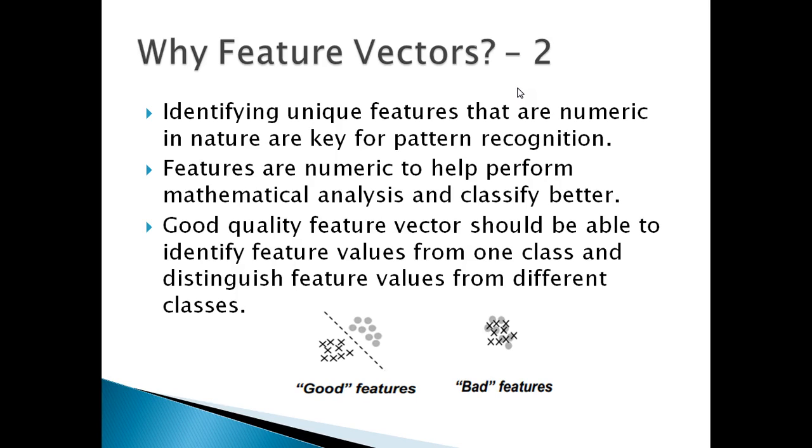A key to any pattern recognition project is to identify unique features, and they are to be numeric in nature. The reason we prefer numeric features is to help perform a lot of mathematical functions and operations, and this will make classification better. So these two figures show you a good feature and a bad feature. A good feature identifies all the features in a particular class and distinguishes them from the features in a different class. These are all from the same class, these are all from the same class, and both have been distinguished properly. But with the bad feature, we have two classes, and both classes are used interchangeably, and that's why this is referred to as a bad feature.